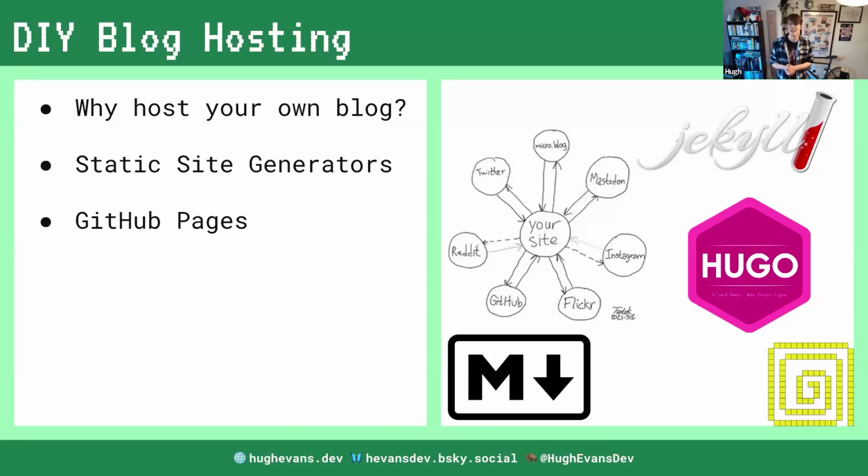So POSSE is great. It's a cool project from an organization called the IndieWeb. I thoroughly recommend checking it out. But for today, we're going to be talking about publishing your blog using Jekyll, Markdown and GitHub Pages.